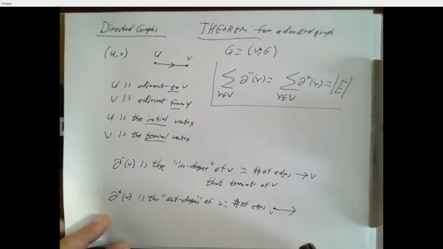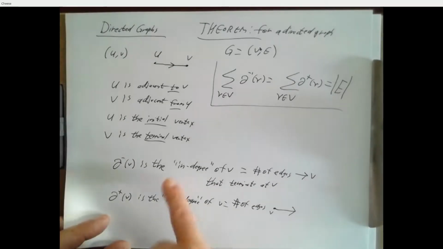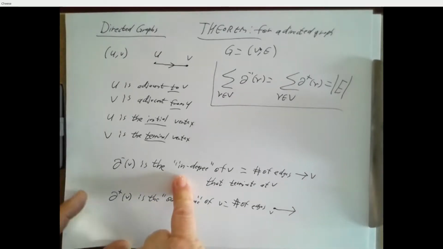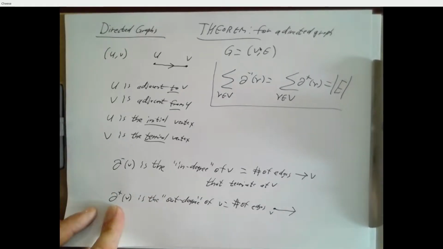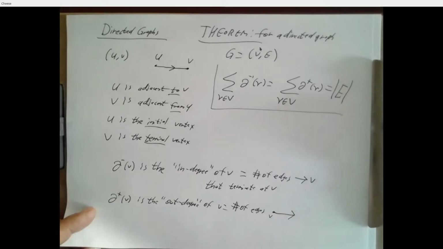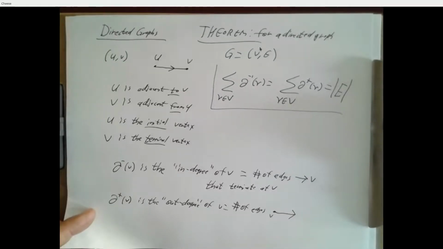What was the statement before that? This? So this is the in degree, it's the number of edges going into V, basically. Number of edges pointing at it. And delta plus is the out degree, that's the number of edges leaving a vertex, pointing out. So let's do an example.